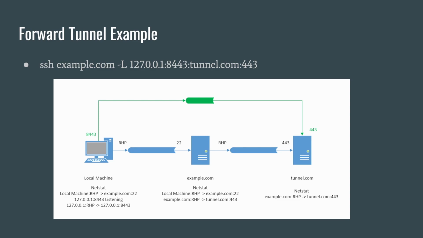So let's take a look at this example, but in a visual way. If you look at this command, you are creating an SSH connection to example.com. When you create your tunnel, you're going to define that you're going to listen on your local interface on 8443, and you want to have this 8443 connect over to tunnel.com on 443. So the way this works is you create the SSH connection and you specify that anything on 8443 you want to be forwarded over to tunnel on 443.